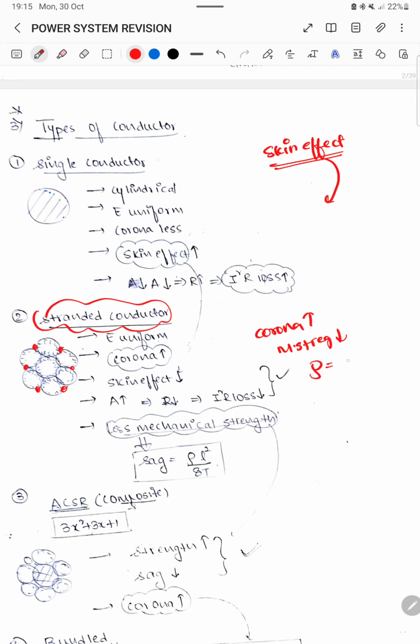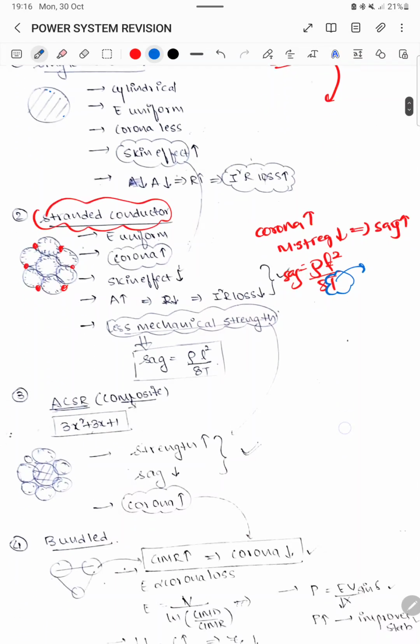That basically means sag increased. Okay, so sag is given by rho L square upon 8T. Length cannot be changed for a transmission line, so we thought of changing the tensile strength, the denominator T.